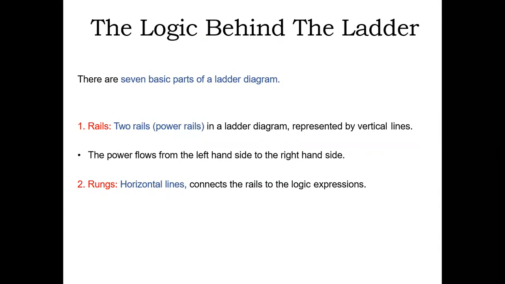There are 7 basic parts of a ladder diagram. Mainly we have 2 rails, called power rails. In a ladder diagram they are represented by vertical lines. The power flows from the left hand side to the right hand side. Rungs are horizontal lines that connect the rails to the logic expressions. In the rails we are transferring the power flow from one place to another place. Between them we are connecting the devices using the rungs.